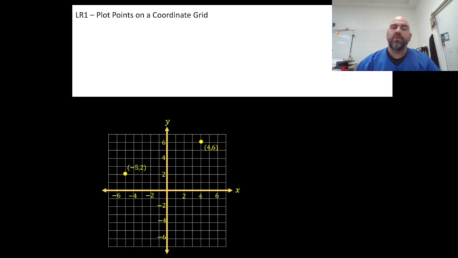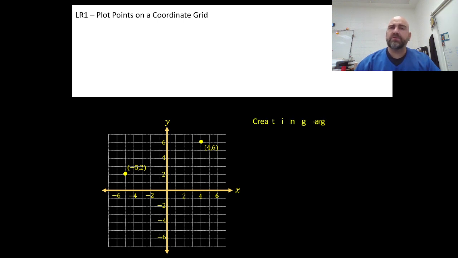We could also have a point where we have a negative in the x, and in that case we have (-5, 2) here. So on the x we go to negative 5, so that's on the other side of the origin. And in the y, I'm still going to use a positive, and that is on 2.